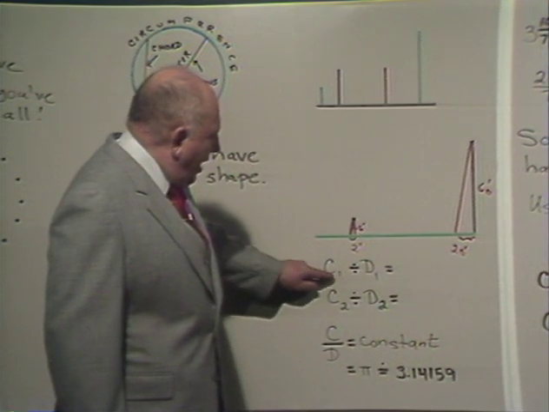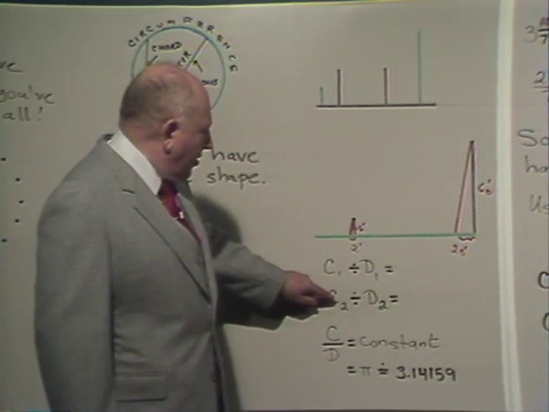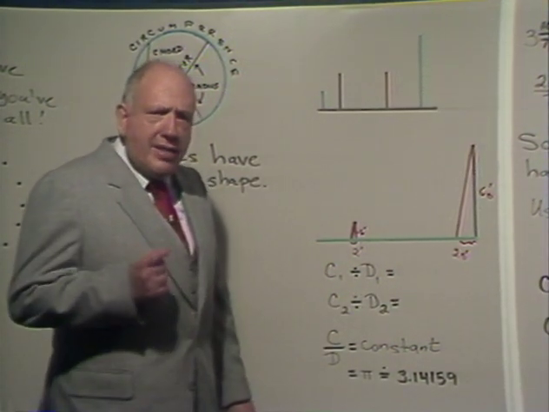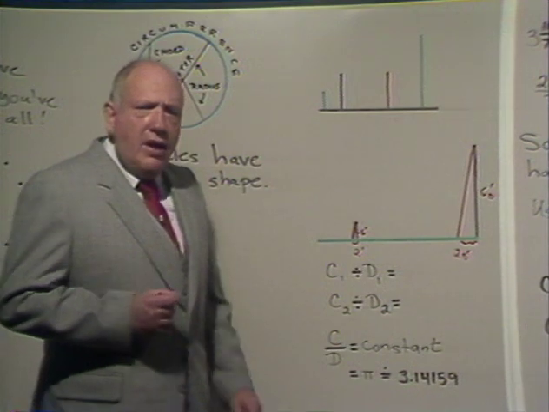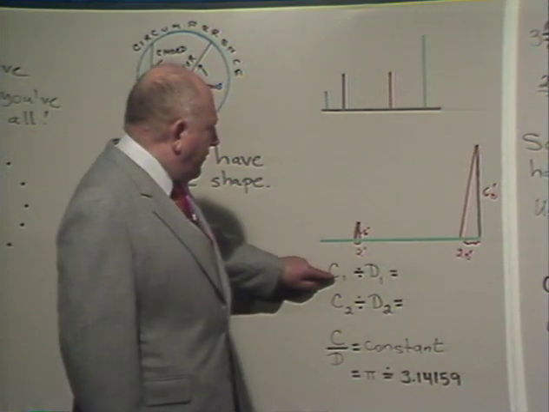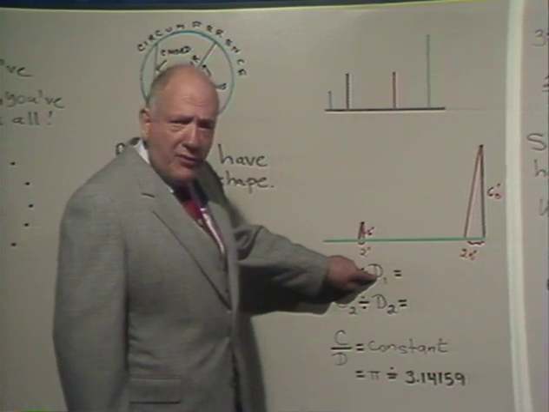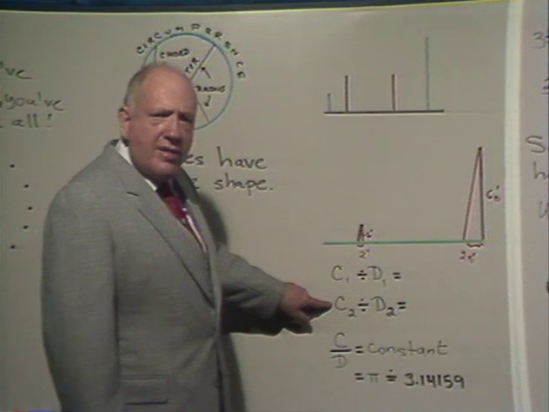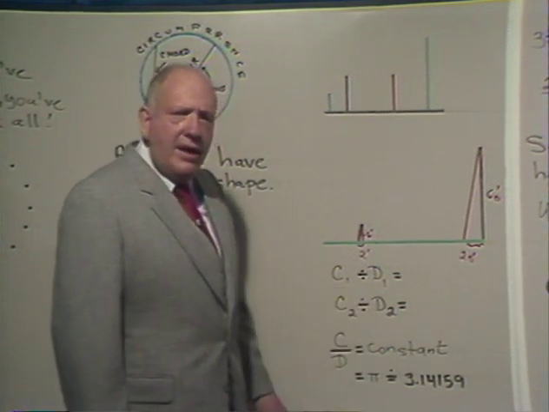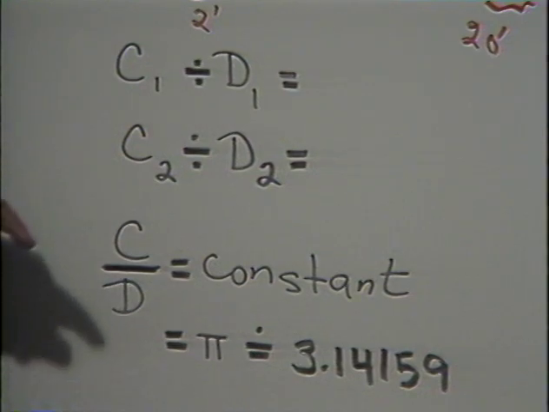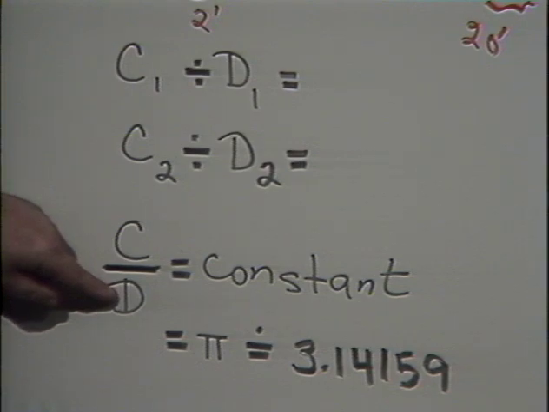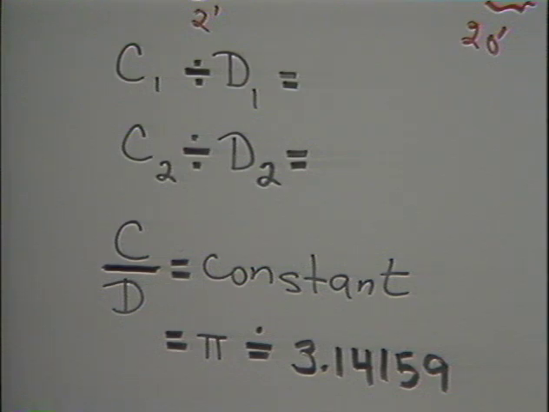See, the big circle has, of course, a bigger circumference than the small circle. The big circle has a bigger diameter than the small circle. But since the two circles have the same shape, they are proportional. In other words, if I take the first circumference and divide it by the first diameter, I will get exactly the same answer as I would if I took the second circumference and divided it by the second diameter. In other words, in any circle, if you take the circumference and divide by the diameter, no matter what circle it is, the result will always be the same number.